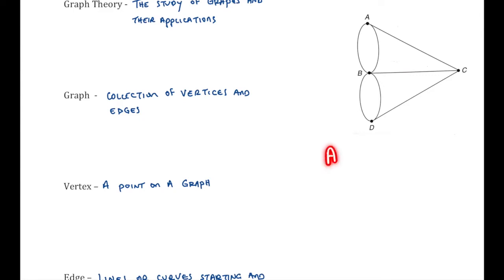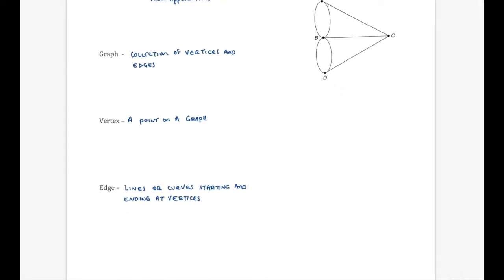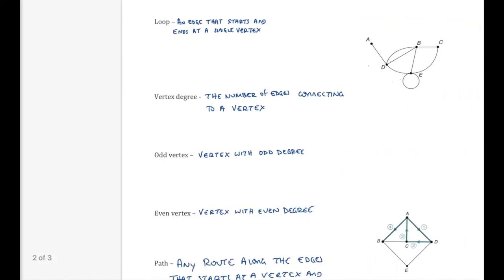I can also mention that AC, the edge starting at A and ending at C, is equivalent to the edge CA, starting at C and ending at A. It still connects the same vertices. So graph theory is looking at all of these different geometric objects that we call a graph, which are just collections of vertices and edges. Points, or vertices, can stand alone, but an edge always has to begin at a vertex and end at another vertex. Graph theory is just how these are connected and what they look like and what we can do with them. We have a few other special definitions along the way.